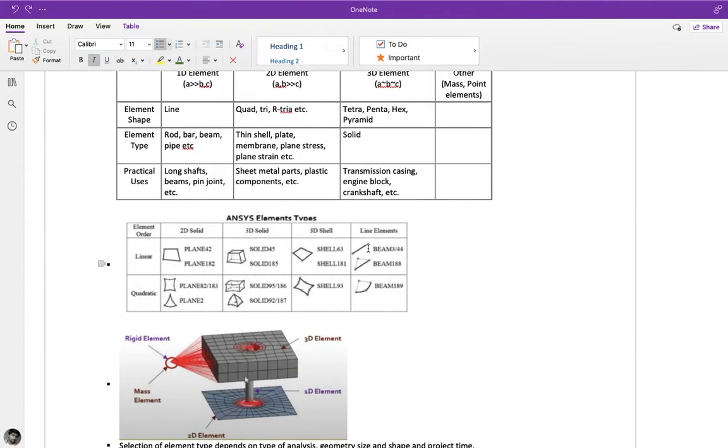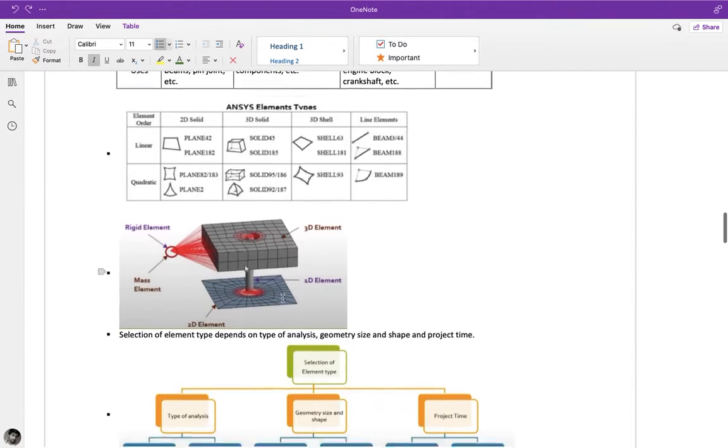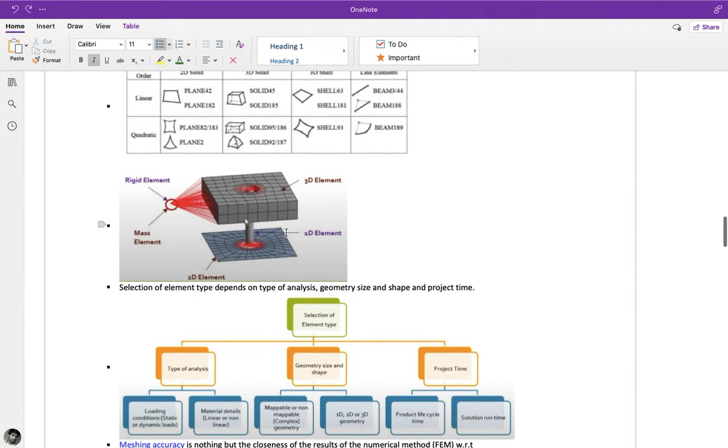Each software has different names for 2D and 3D elements. For example, in ANSYS, we have plane 42, plane 182, these kinds of elements. And this is basically a combination of all of them, right? You can see this is a solid model, 3D element. This is a shell, this is a plate, 2D. Basically a 2D shell element is used here, and this is just a shaft, where a rod, beam or bar kind of element is used, basically a 1D element. And these are advanced kinds of rigid elements or mass elements.